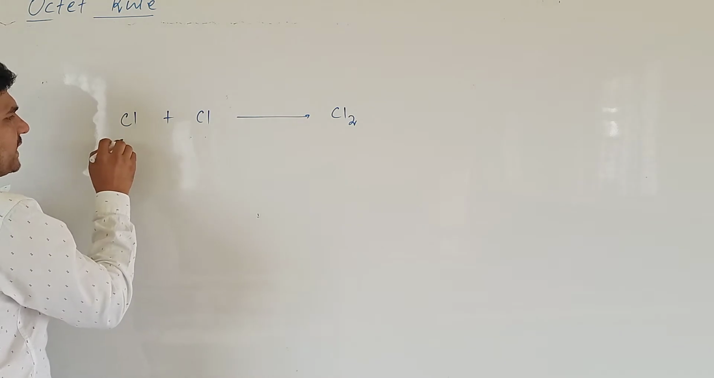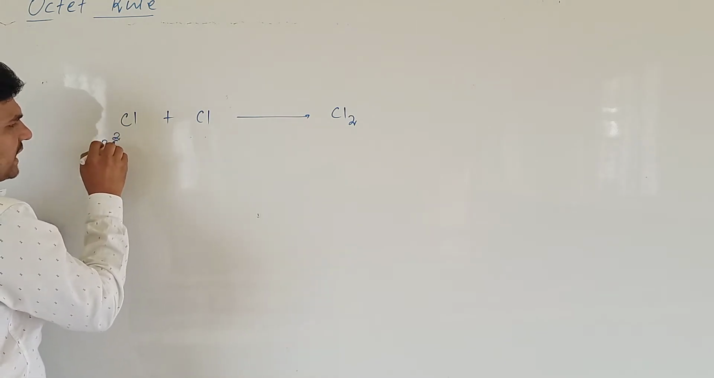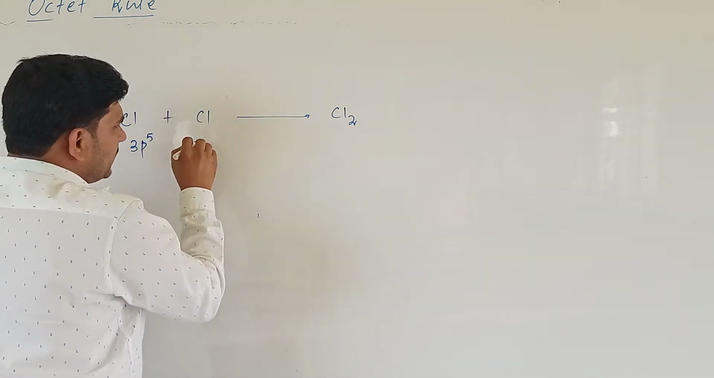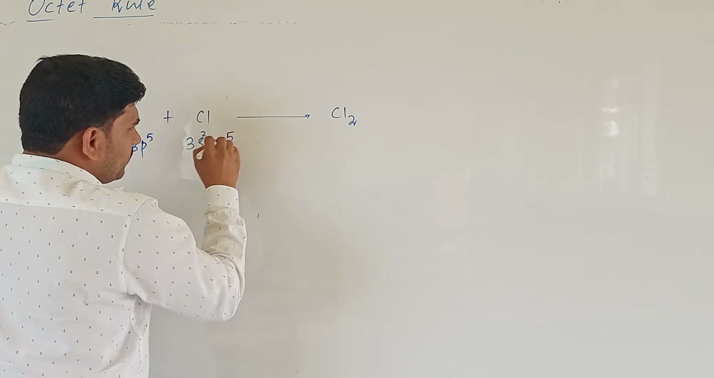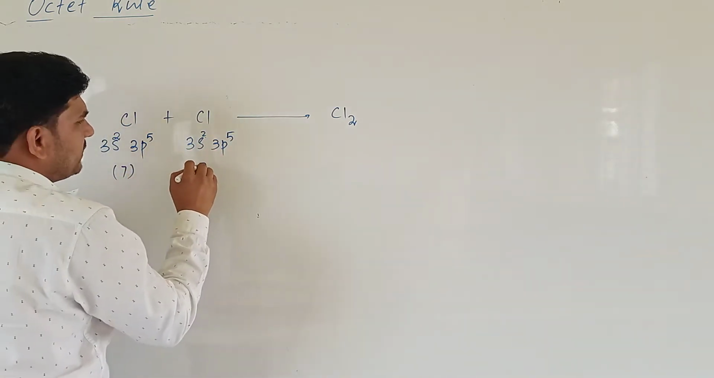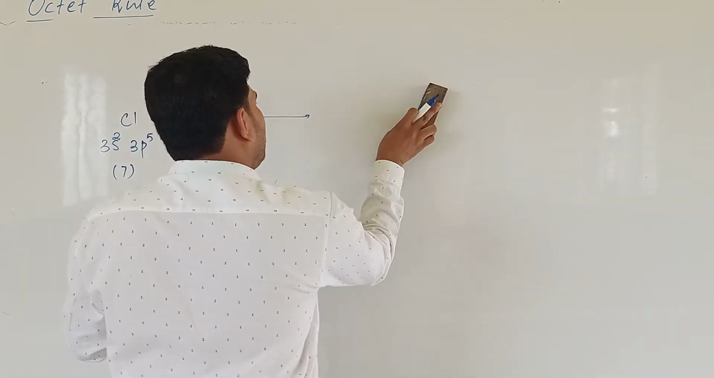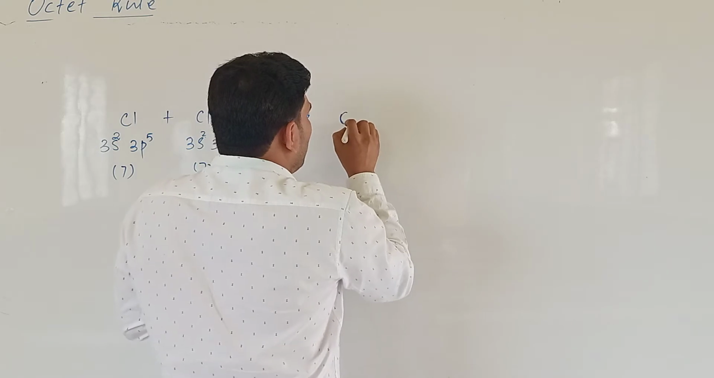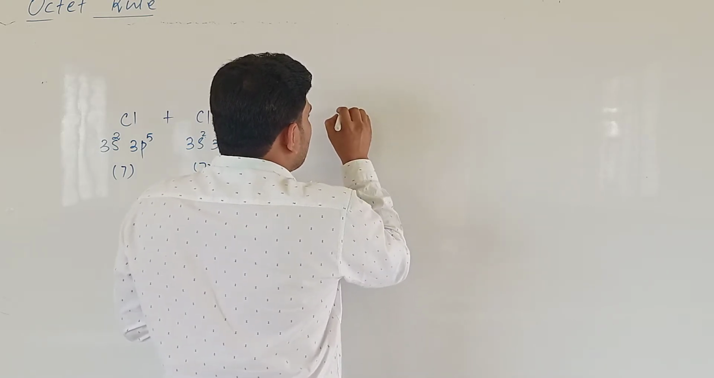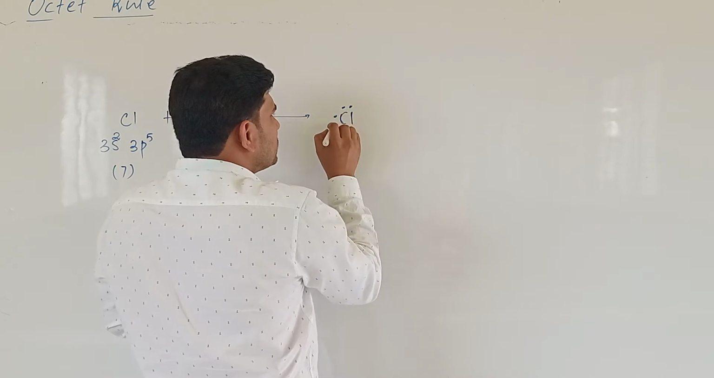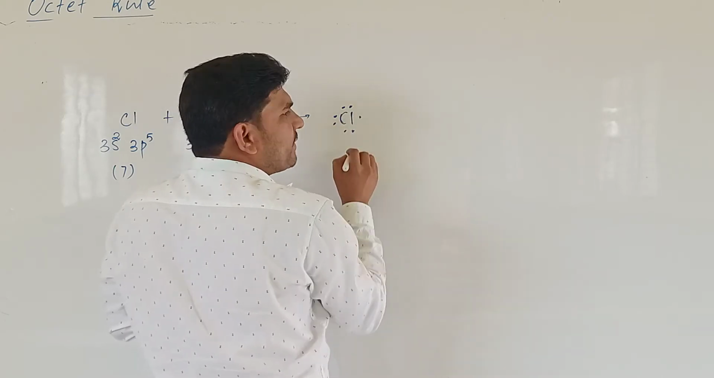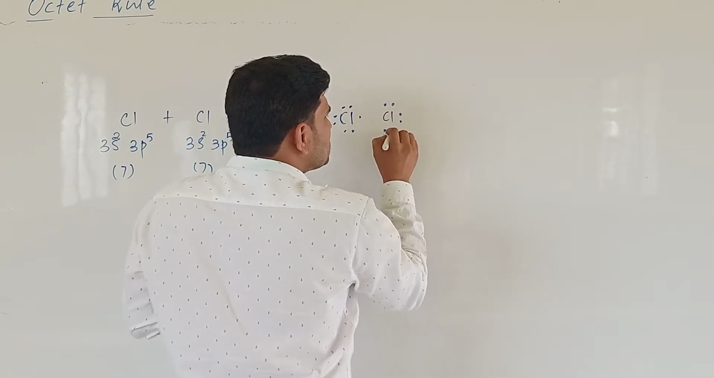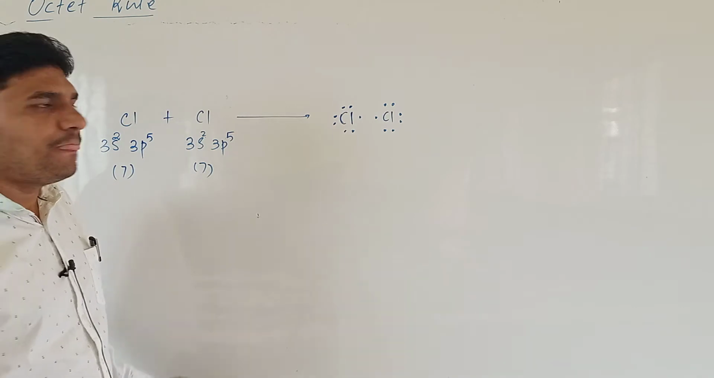Actually, it contains how many electrons? I will write directly the outermost shell electronic configuration: 3s2, 3p5. And over here also 3s2, 3p5. How many electrons are there? 7. But when they combine, it becomes 8. See, I will show you. Cl contains 2, 4, 6, 7 electrons. Another Cl also, 2, 4, 6, 7.